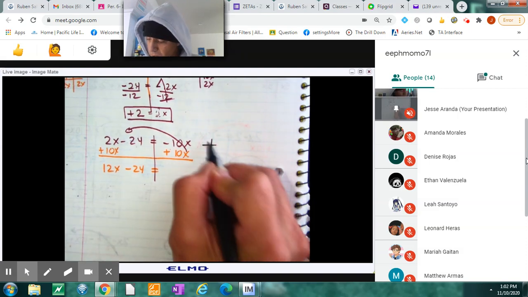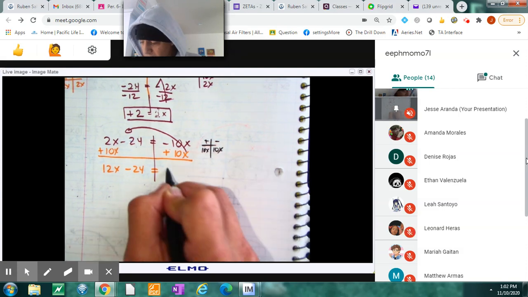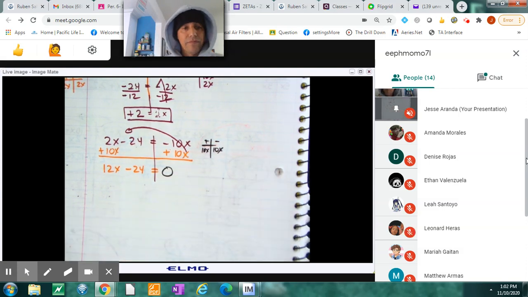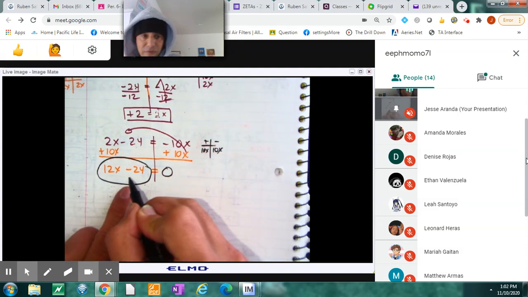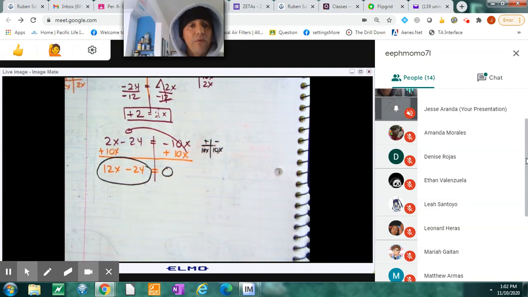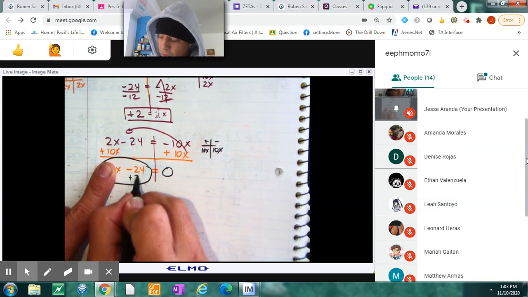Well, do the t-chart. 0. Yeah, that's a zero. So you got to put zero. See? So now I'm going to circle this. So now I got to get rid of, it doesn't matter which one you want to get rid of. Well, you know what? I want to keep the x here. I'll put plus 24 both sides.